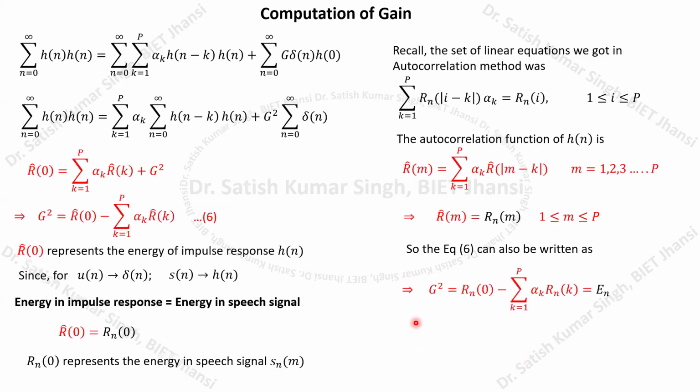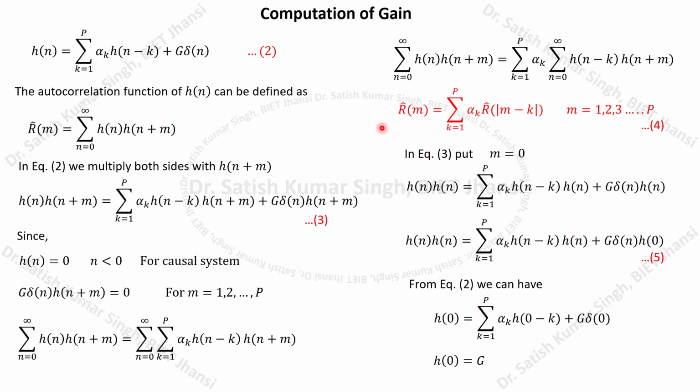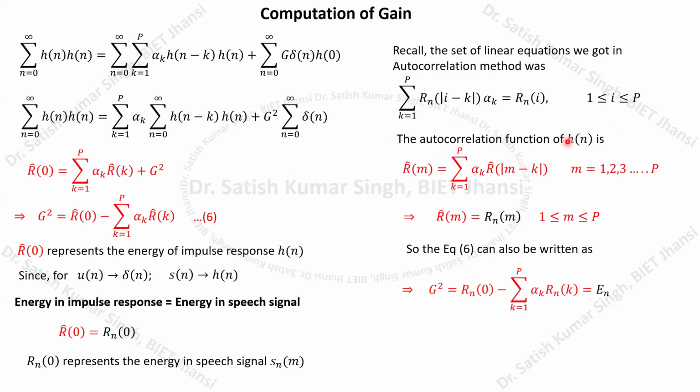The same concept we have used here, because the energy in the impulse response also denotes the energy in the speech signal, and therefore R cap 0 will equal Rn0, where Rn0 represents the energy in the speech signal Sn m. Similarly, for the autocorrelation method, we got this equation while calculating the predictor coefficients alpha k: the sum of Rn mod of i minus k times alpha k equals Rn i. If we compare this equation with the autocorrelation function of Hn that we derived here, equation number 4, both equations are similar.